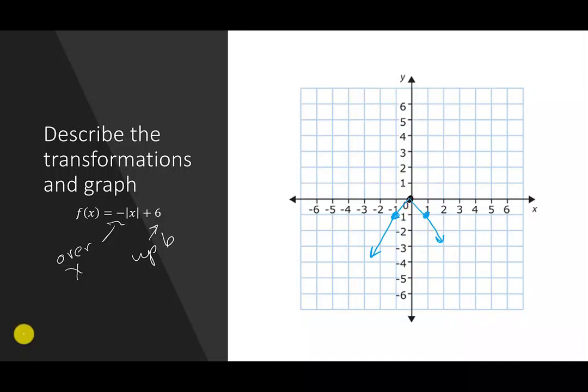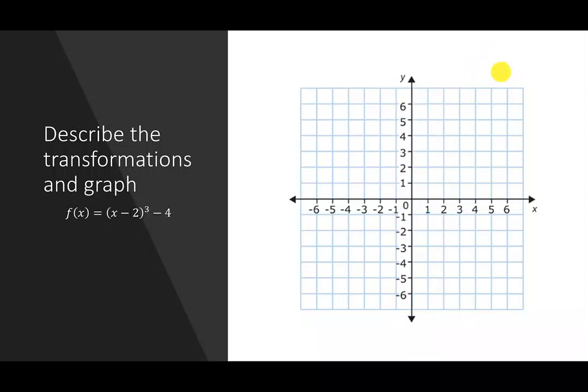Now I want to move this up 6. So 0, 0 goes up to 6. I think it's easiest to go one on the right, one on the left, instead of having to think move it up 6, but you could do either one. So here is my up 6. So this is my overall answer. This is my f of x.